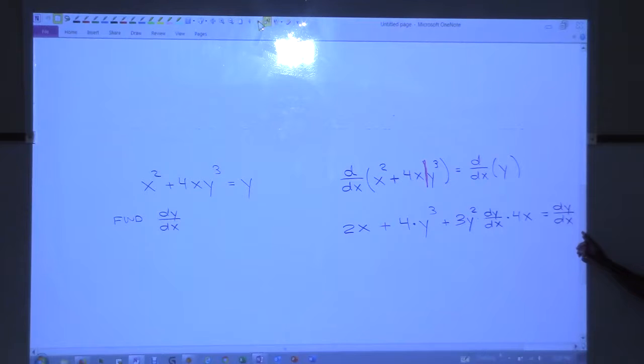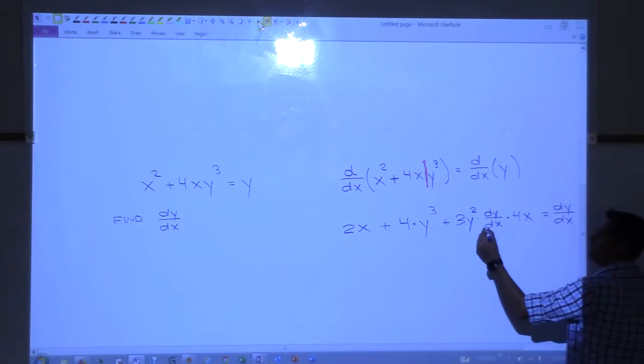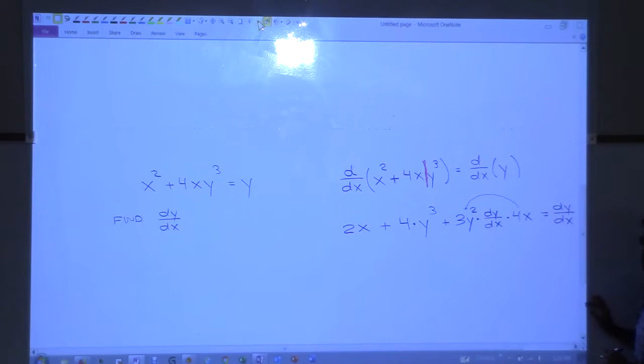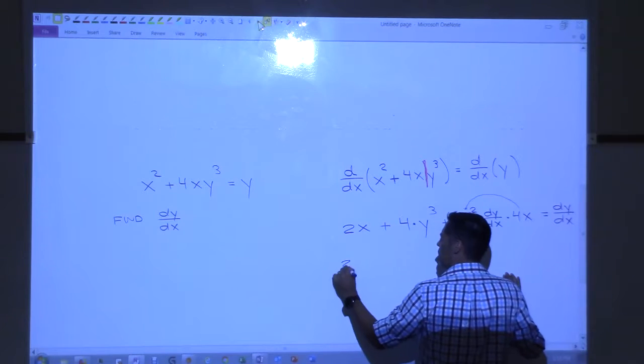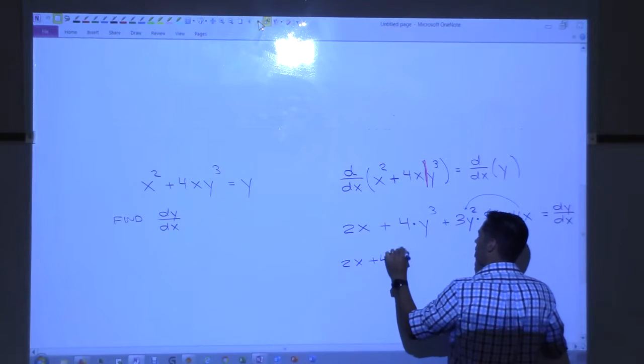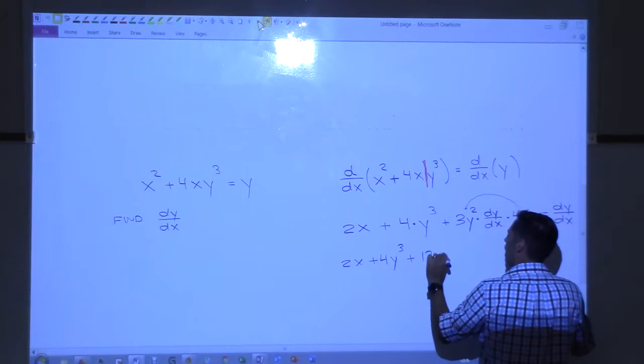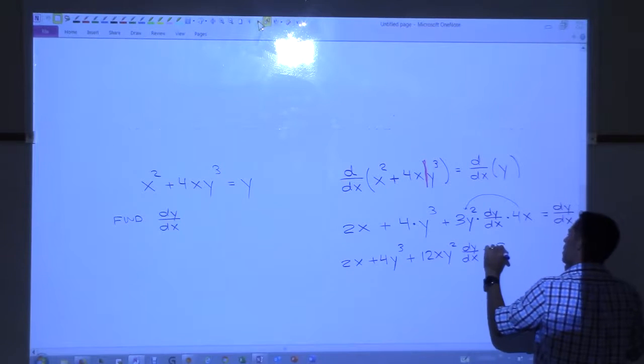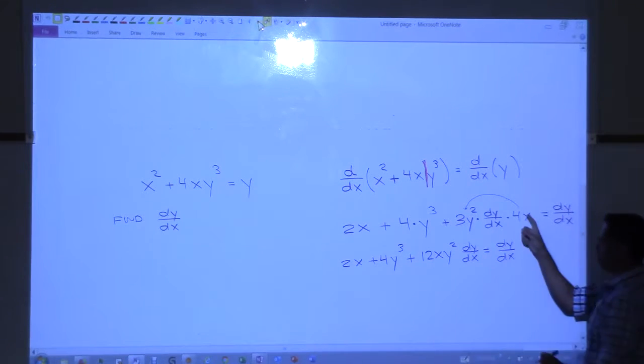So now what we need to do is get all of our dy/dx's on one side of the equation. Anything that does not have dy/dx, we take to the other side of the equation. So it doesn't matter which side you go to, right? It's totally up to you. Also, since this is all multiplication, I can put this 4x out here with that 3y squared, make it a 12xy squared. All right, so let me do this. 2x plus 4y cubed, plus 12xy squared dy/dx equals dy/dx. So I just put those together.